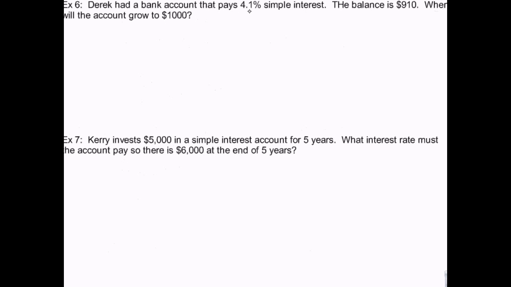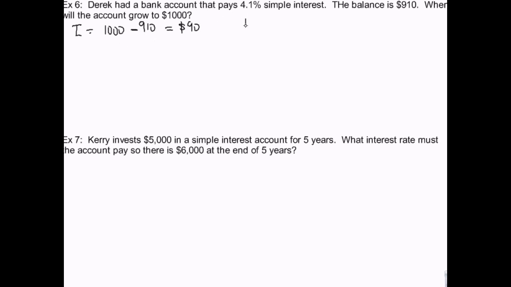We have interest rate. We have his balance, so that's going to be his principal. And we want to know the length of time it would take to grow to 1,000. We don't know the interest and we don't know the length of time, but we can find the interest. Okay, so the interest is going to be that 1,000 minus the 910. That's how much interest he'll have to earn to hit the 1,000. Does that make sense? So it'll be $90.